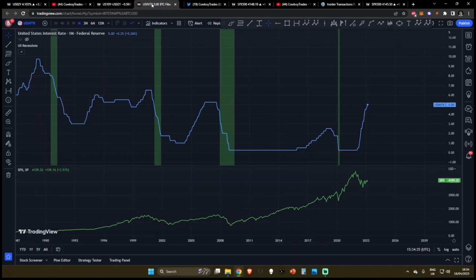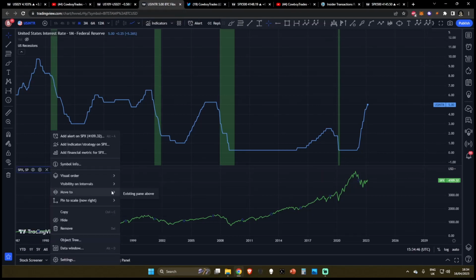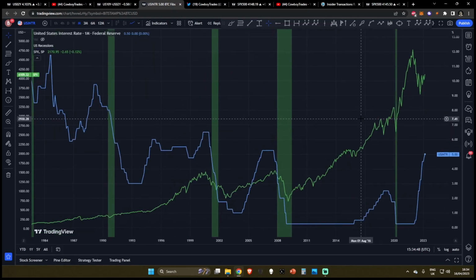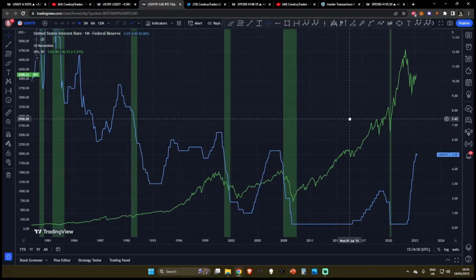Well, what has the Fed been talking about with the interest rates? The Fed has been saying we are not going to cut interest rates until 2024. So what has previously happened whenever we've had cuts of interest rates in the markets? Well, let's overlay these charts and take a look.